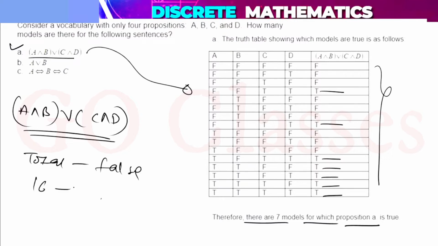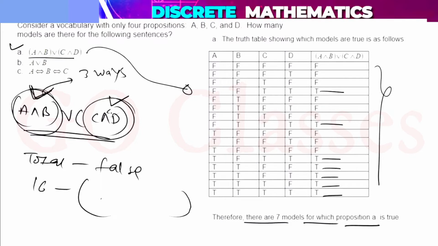Total is 16 minus when it will be false. It will be false when this is false and this is false. So this should be false and this should be false. When is this false? This is false in 3 ways, and this is false in 3 ways. So total 3 into 3, 9. So total 9 ways are there to make it false.